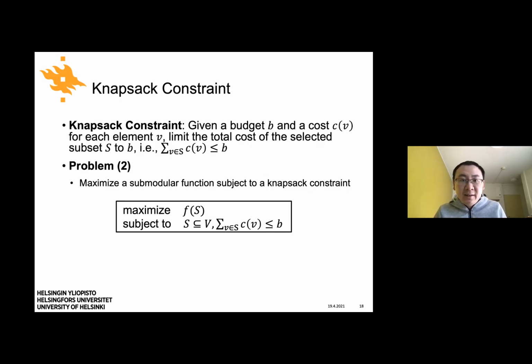The submodular maximization problem with the knapsack constraint is similar to the original knapsack problem. The difference is that here the utility function is not a linear function. It is a monotone submodular function. Given a total budget B and a cost c(v) for each element v in the ground set, we will limit the total cost of the selected subset to be at most B, while maximizing the utility function f(S) of the selected subset.